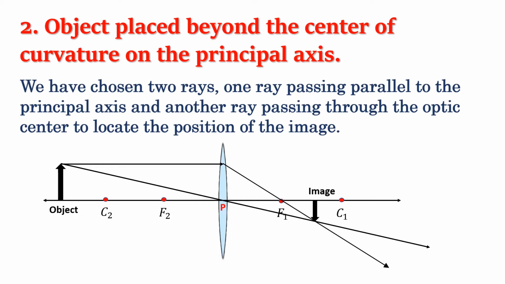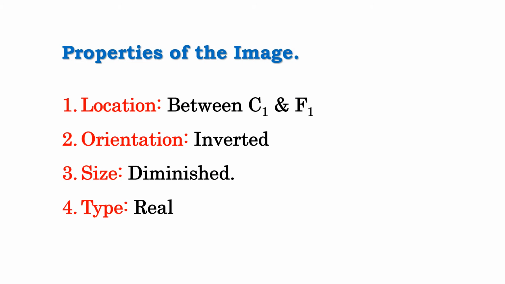Now after observing this diagram, the image is formed between C1 and F1 on the other side. It is inverted. The size of the image is diminished and it is real, meaning we can see it on the screen.